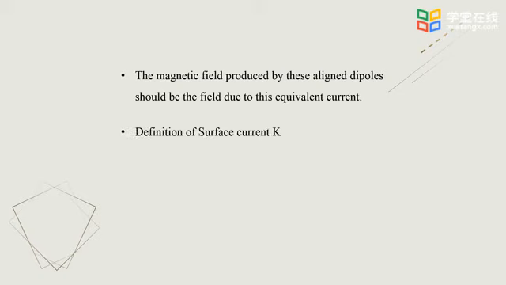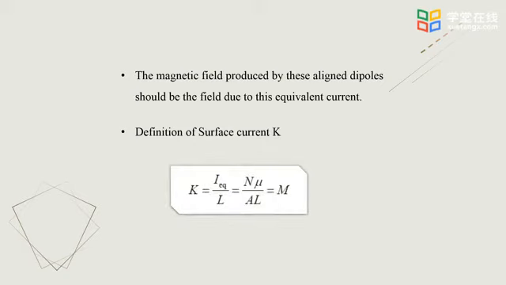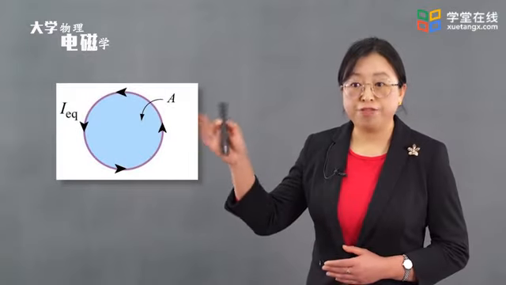We define a quantity, surface current, meaning current per unit length, which is denoted by an uppercase K. K equals I_EQ divided by L. We find K just equals M, considering I_EQ equals n mu over A. Please look at this figure.